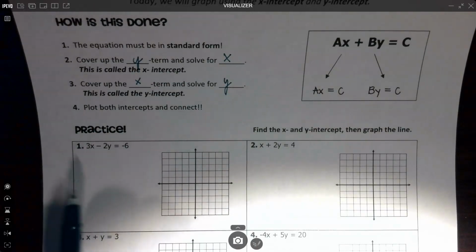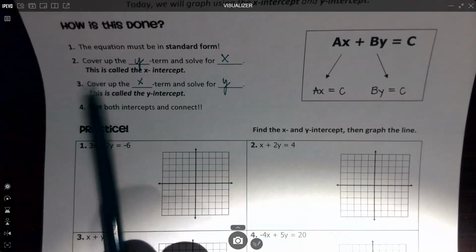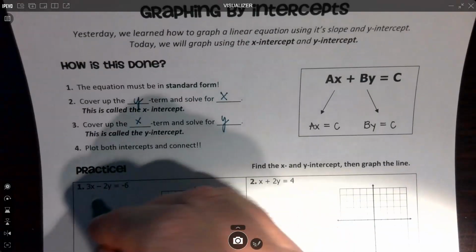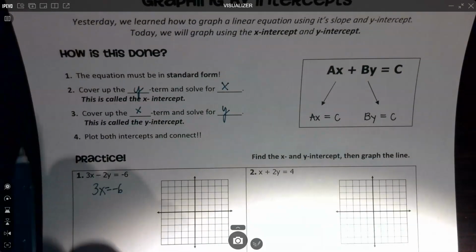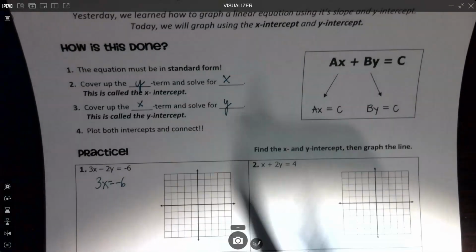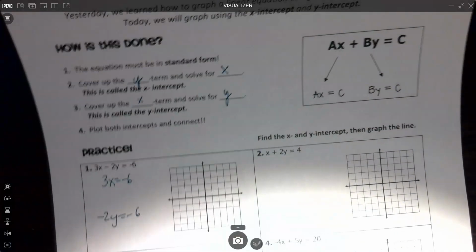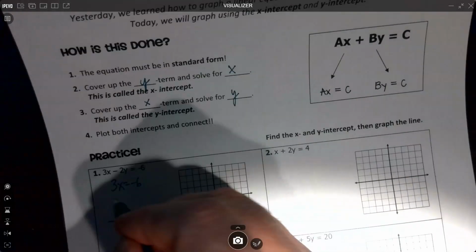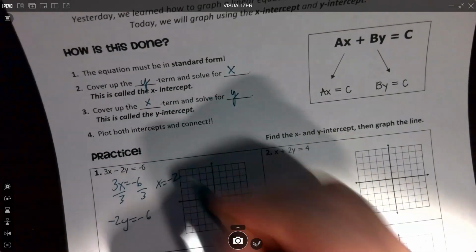Okay, so we're going to take turns. The first thing we're going to do is cover up y. So we do that, and we get 3x equals -6. And then if we cover up the 3x, we get -2y equals -6. And all we have to do is solve those two. And it's a one-stepper every time. Okay, so that's -2.